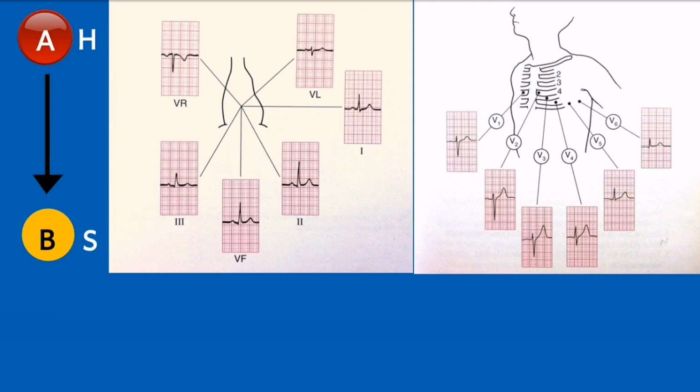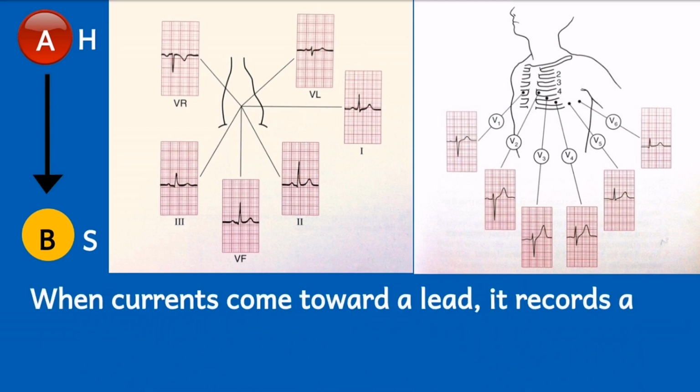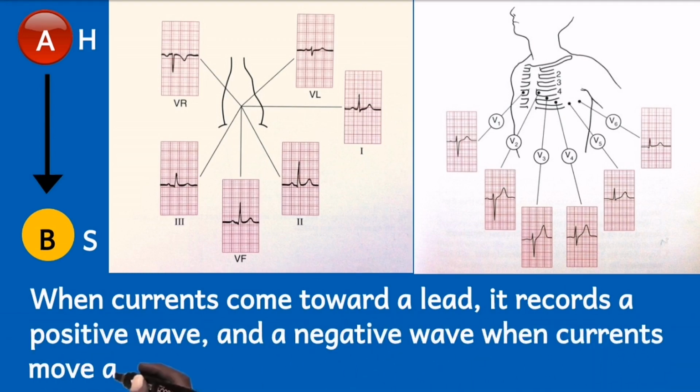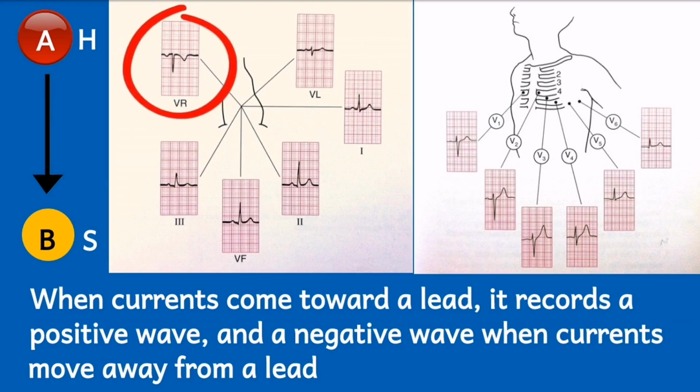And so the general rule is that whenever a lead sees electrical impulses come towards it, it reports a positive deflection. And whenever it sees the current moving away from it, it records a negative wave. To demonstrate this, let's pick these two leads. Look at AVR and then lead 2.